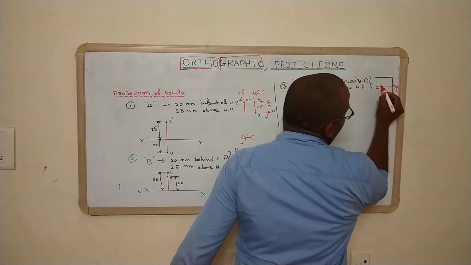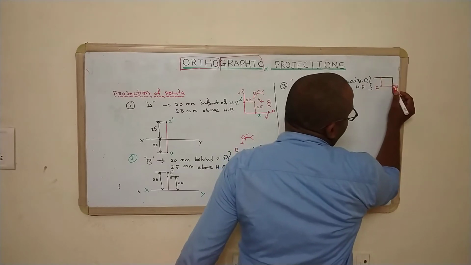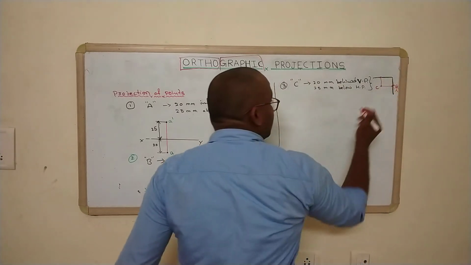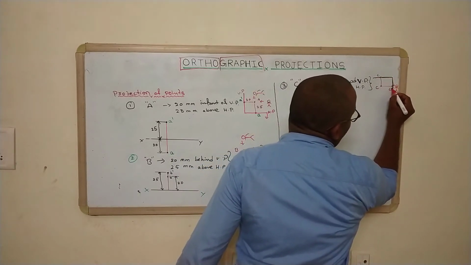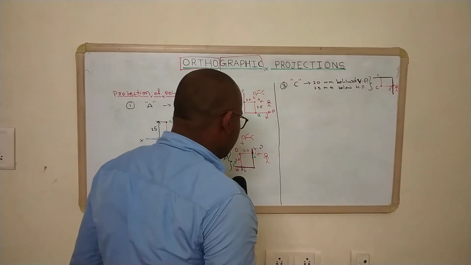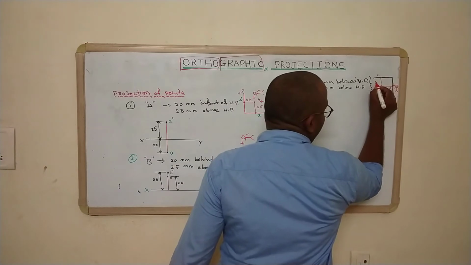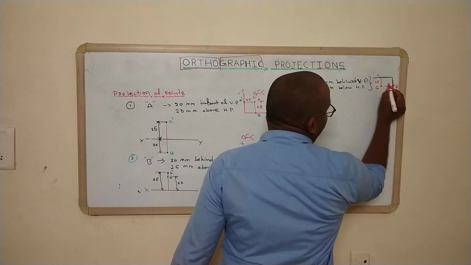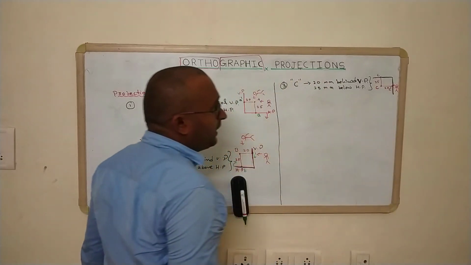The front view will be projected onto the vertical plane and then the top view will be projected onto the horizontal plane, here it is C and C dash. So here below HP is 25 mm and behind the VP is 20 mm.